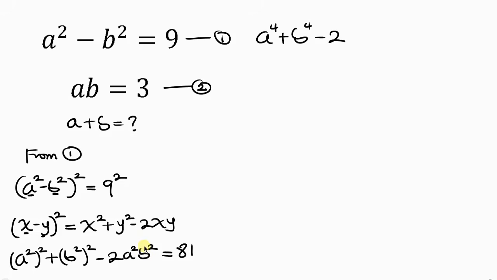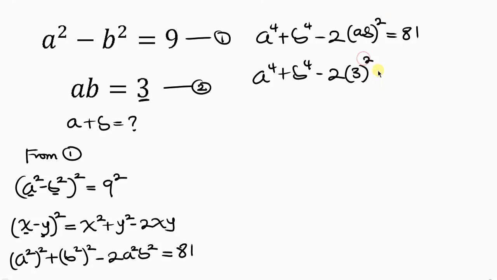now since a and b have the same exponent, we have to group them together. So this becomes a times b all raised to the power of the common exponent, and this is equal to 81. So simplifying further, we have a to the power of 4 plus b to the power of 4 minus 2 times ab, from equation 2 is 3. So I'm going to be putting 3 here, raised to the power of 2, and this is equal to 81.